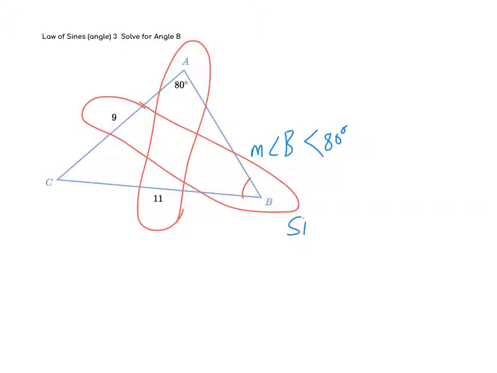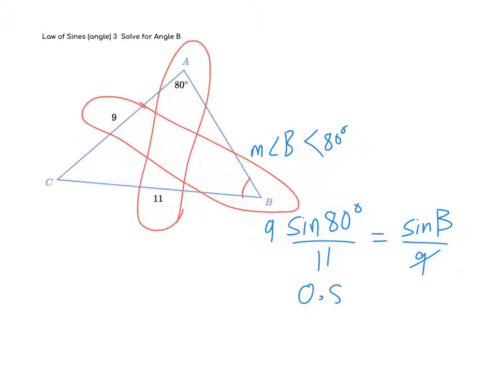Now that I've set that up, let's talk about sine of 80 degrees divided by 11, and that's equal to sine of B divided by 9. I'm going to multiply the 9 to the opposite side to get rid of it. When I do that multiplication, 9 times sine of 80, and then divide by 11, we get 0.8057 or 58, depending on if you round or truncate.